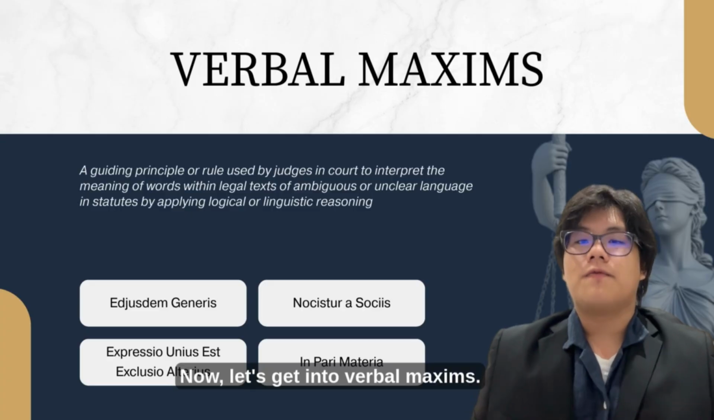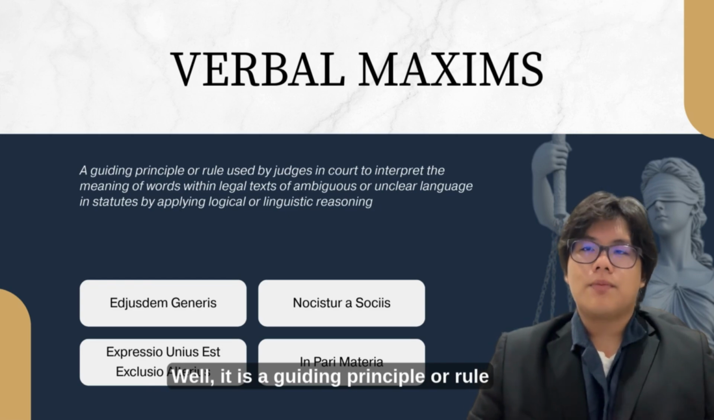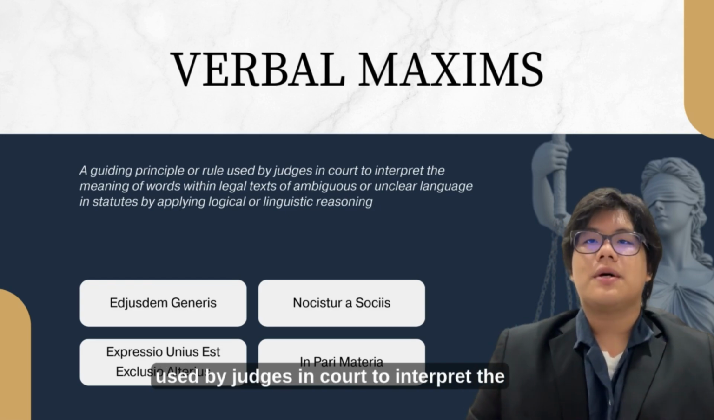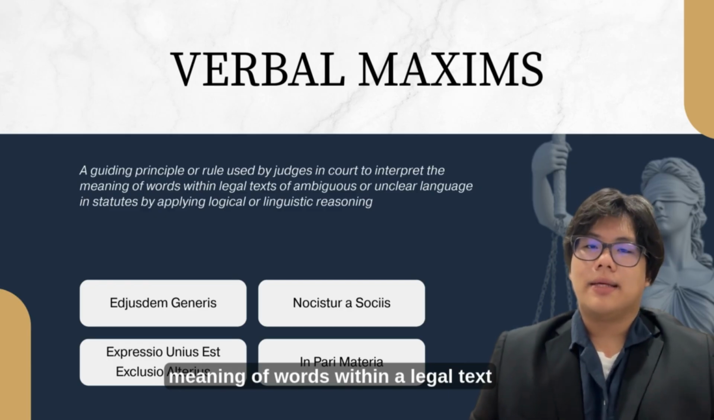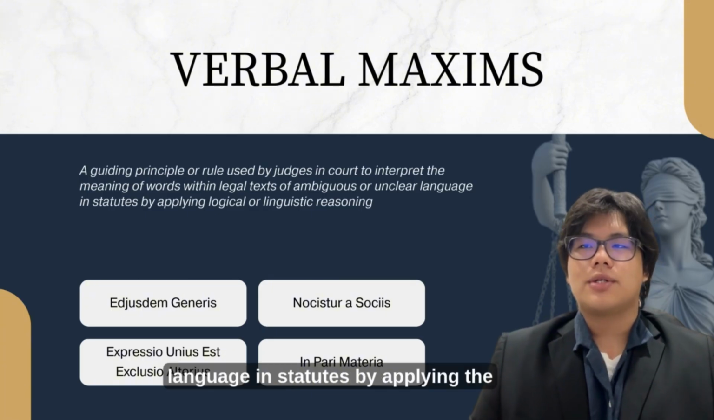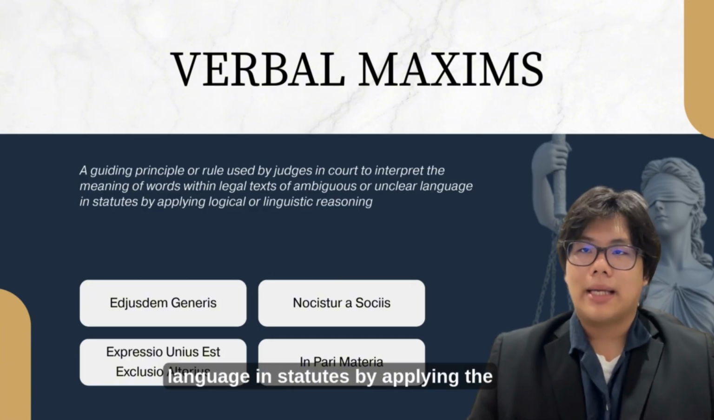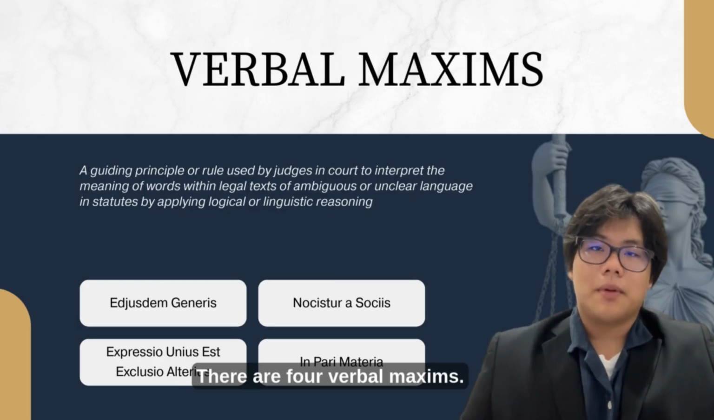Now, let's get into verbal maxims. What are verbal maxims, you may ask? Well, it is a guiding principle or rule used by judges in court to interpret the meaning of words within a legal text, or ambiguous or unclear language in statutes, by applying logical or linguistic reasoning. There are 4 verbal maxims.